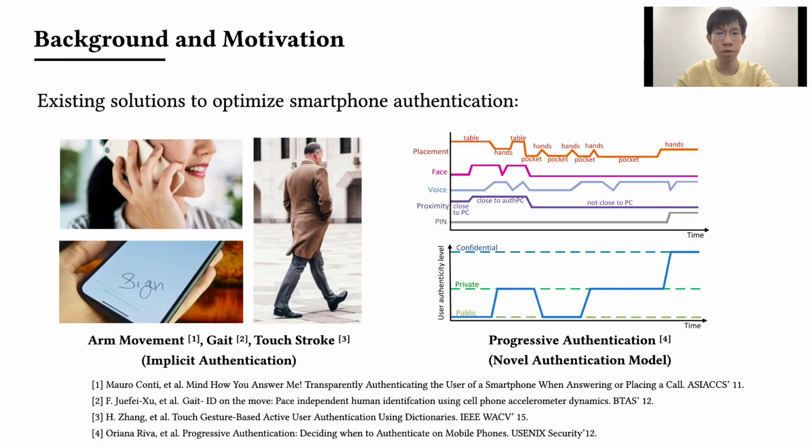Solutions have been proposed to reduce the unlocking burden. One is implicit authentication, which is based on users' implicit behavioral features, such as arm movement, gait, and touch stroke. The other explores novel authentication models, such as progressive authentication.